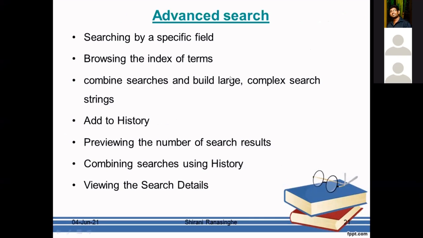So in advanced searching, you can search by a specific field, you can browse the index terms, you can combine searches and build large or complex search strings, you can add to history, you can preview the number of search results, and you can combine searches using history and view the search details.